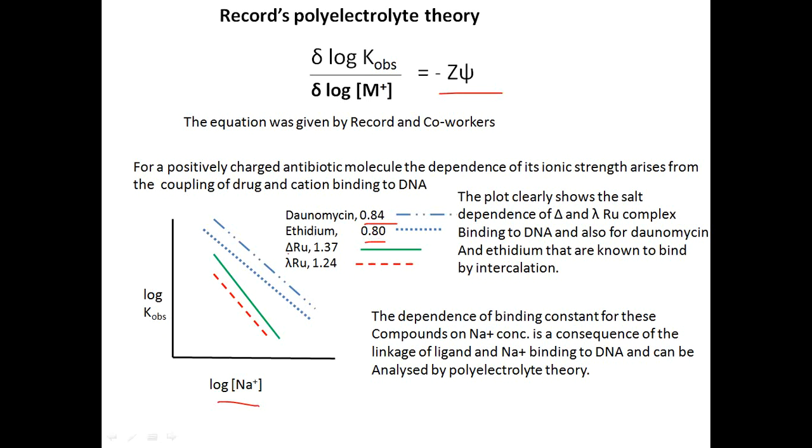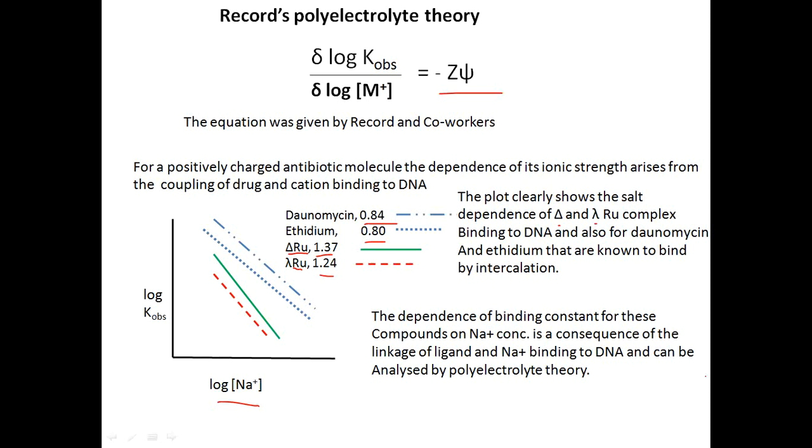Okay. So the ruthenium complexes have a +2 charge. So their Z psi values experimentally should be double this, that is in the 1.6 or 1.7 range, but they show slightly lesser values of 1.3 and 1.24. The slope is greater than for these monovalent ions, but it is not as expected from the theoretical value. So the plot clearly shows the salt dependence of delta and lambda Ru complex binding to DNA, and also for dinomycin and ethidium, which are known to bind by intercalation.